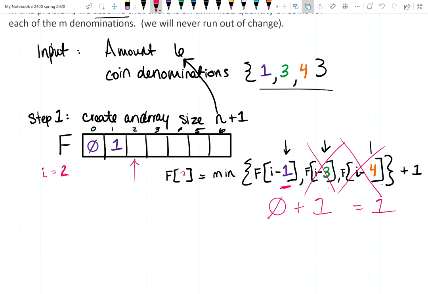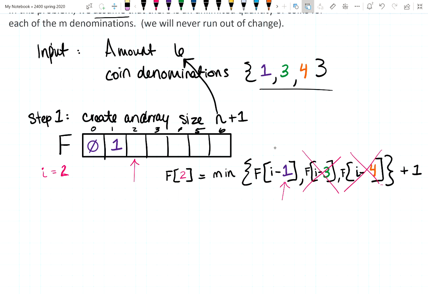So f of 2 is going to be equal to the minimum of, and we can include coin 1, because 1 is smaller than 2. We can't include coin 3 because 3 is larger, or 4, 4 is larger. So f of 2 minus 1 is f of 1, which was 1. Minimum between 1 and nothing is going to be 1. We add the 1 to it, so it's going to be 2. So f of 2 is equal to 2. All right, now we increment i again. i is 3.